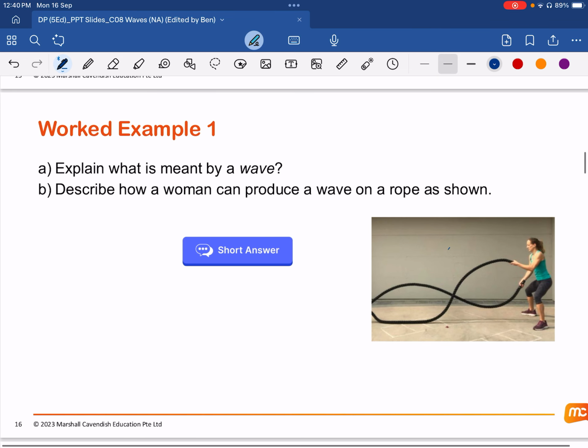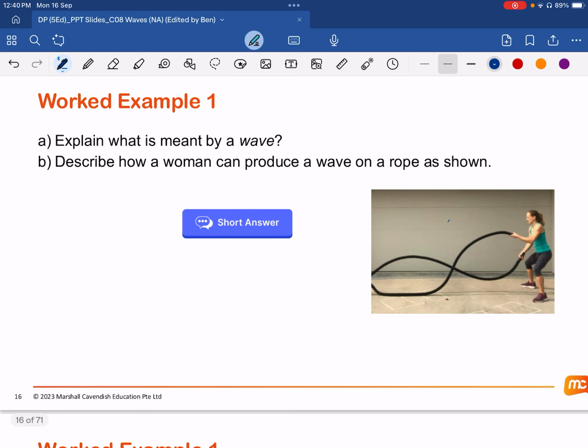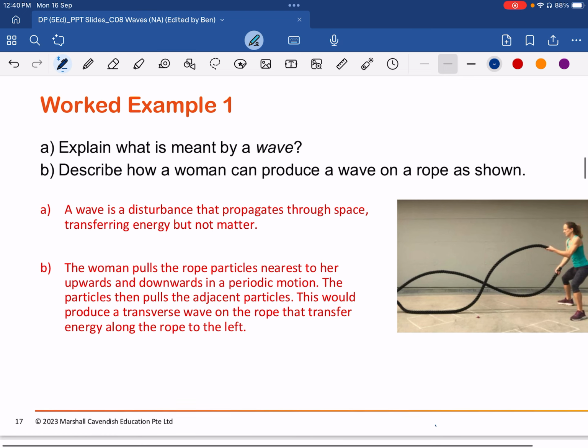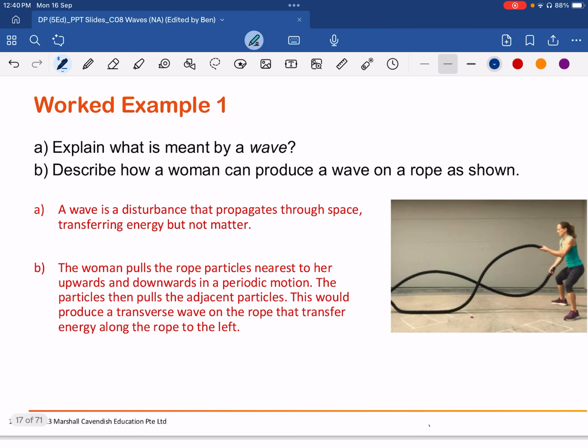Alright, please look at the first work example, example 1: explain what is meant by a wave. Okay, so this is just a pure definition question, right? A wave starts from a disturbance and transfers energy without transferring matter. The answer is: a disturbance that propagates through space, transferring energy but not matter. So these are the key points. Please take note.